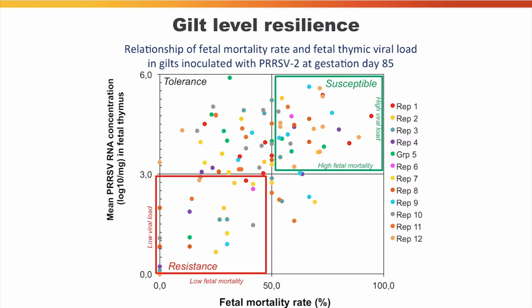And in the top left-hand quadrant, you have what we would call a tolerant set of animals. These animals have low mortality rate, but you can see that their levels of viral load in thymus are fairly high. So in spite of infection and high levels of virus, those animals are able to tolerate infection.